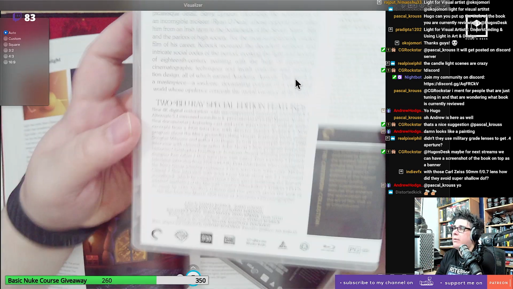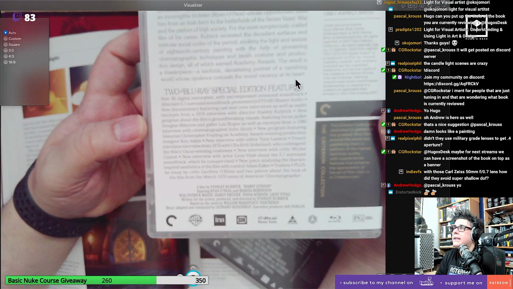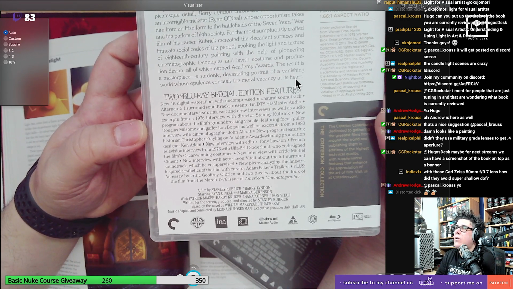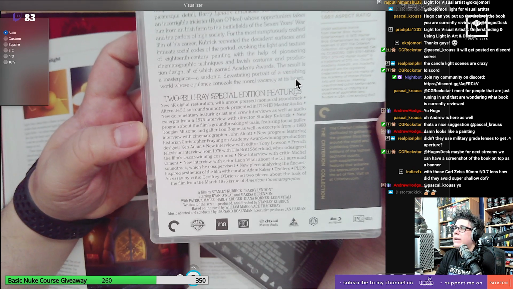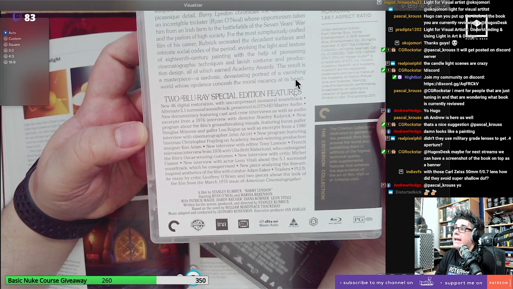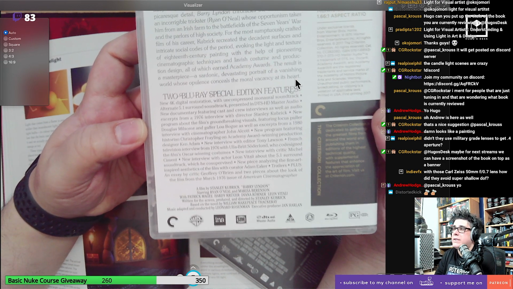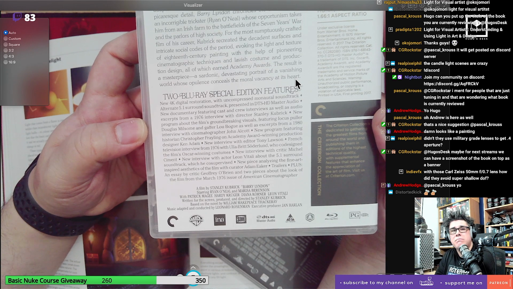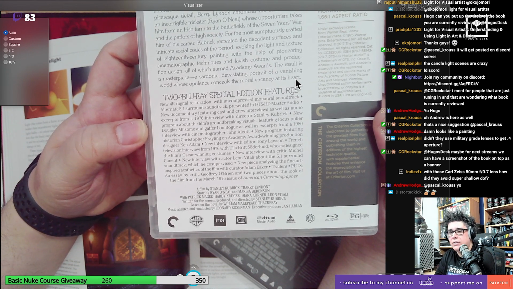The same goes for Barry Lyndon here. Just look at the amount of things that they have. Not only is this a restoration in 4K, but it has a documentary with the cast and crew. It has interviews with Stanley Kubrick again. And again, Stanley Kubrick is not an easy person to see in interviews. He would never do interviews. He was always very much not a guy that liked to do interviews at all.